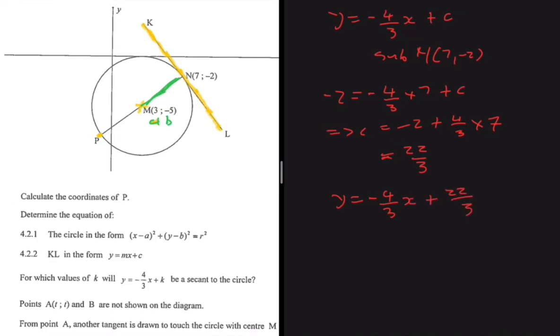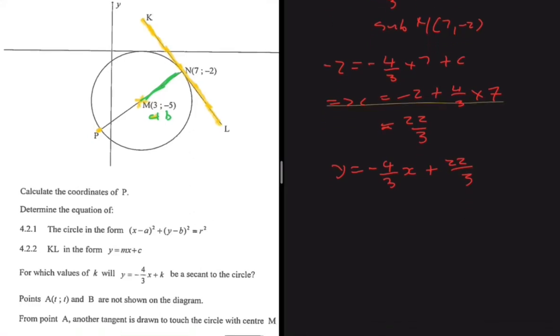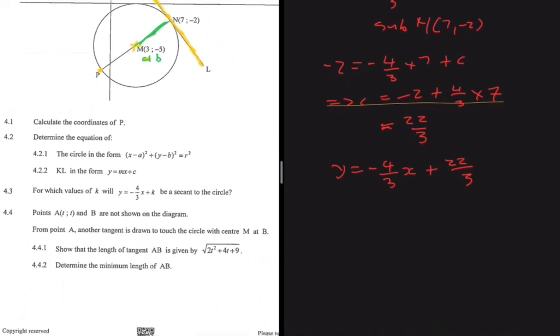But then this equation looks shady, so let me just substitute the x value of n and see if I will get the y value, right? Perfect. I'm getting -2 when I substitute 7. So I think we're good to go.